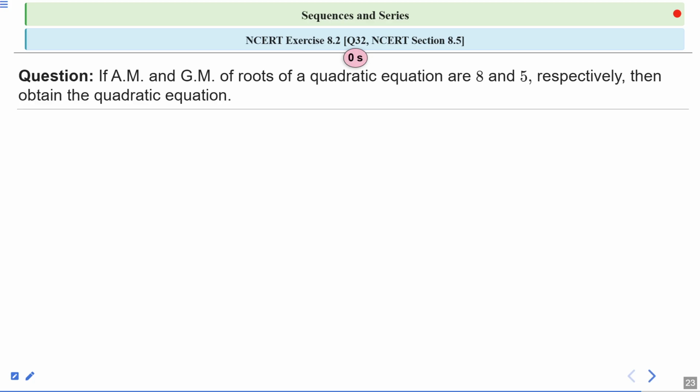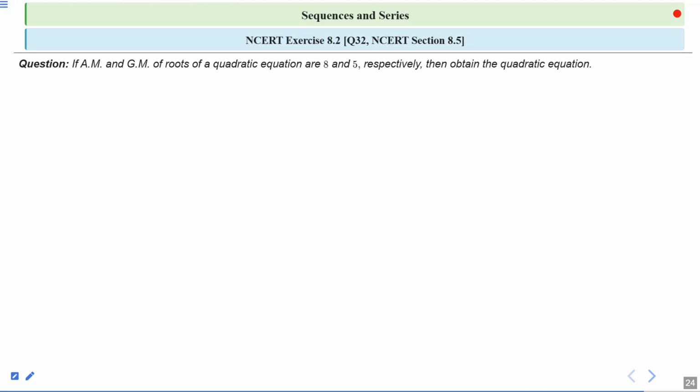Okay, time is over. So now we will explain the solution. Here we are given the AM and GM of the roots of a quadratic equation as 8 and 5 respectively, and we have to find the quadratic equation. Here you will get the quadratic equation x square minus 16x plus 25 equal to 0. Okay, so how we get that, we will explain now.